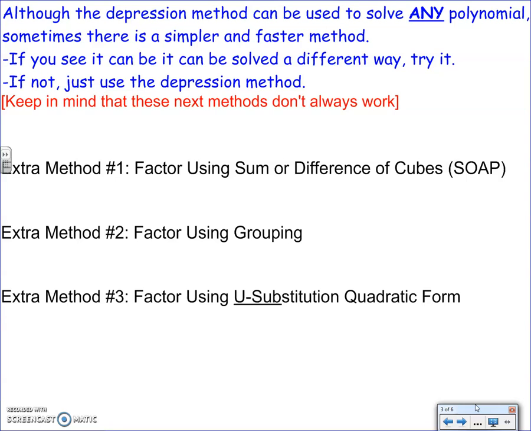The first method is factoring using sum or difference of cubes. That's the sub formula. We've done that before. Second method is factor by grouping, which we've done before. Third one is factor using U substitution, quadratic form. Sometimes we call it U sub. That's really famous, but I'll show you that because we have not used that before.